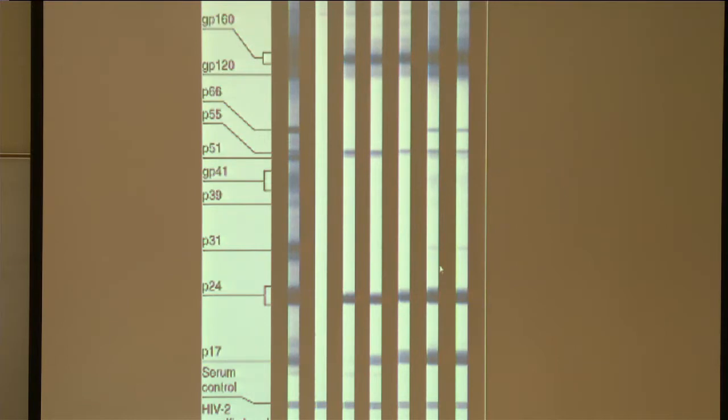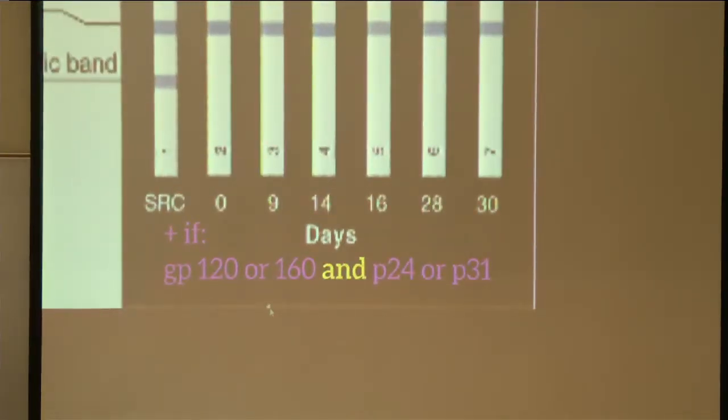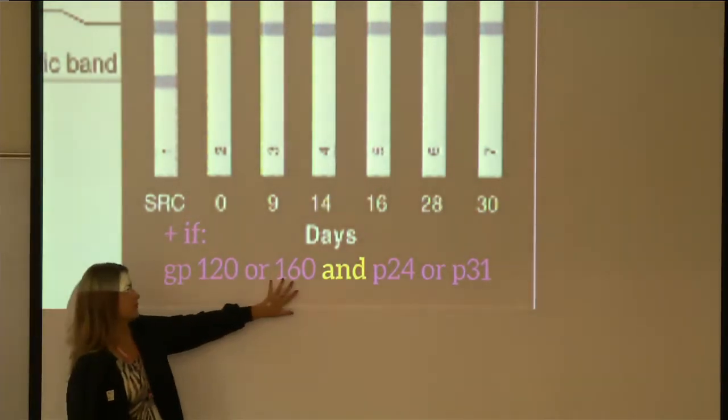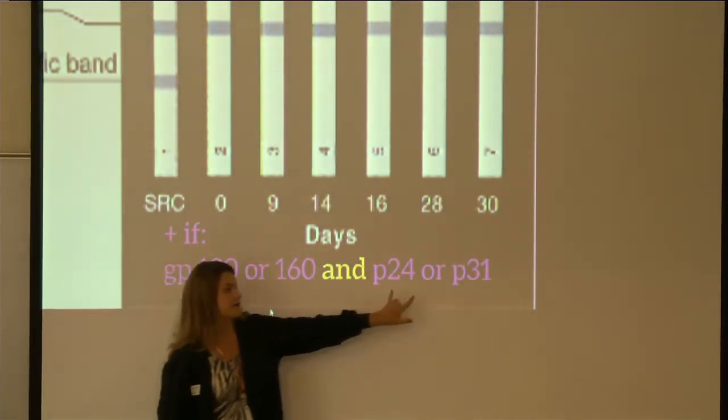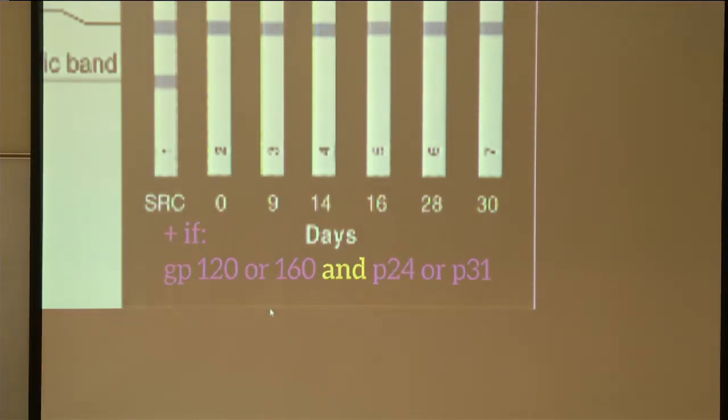And then on the Prezi, I have those standards down here. Okay, so they're positive if GP120 or 160 is positive, and P24 or P31 is positive. And this is right out of your book. Okay, I took the sample from your test, so it's in there. Is that just for HIV? Yes. Okay. HIV specific proteins. So that's the Western blot.